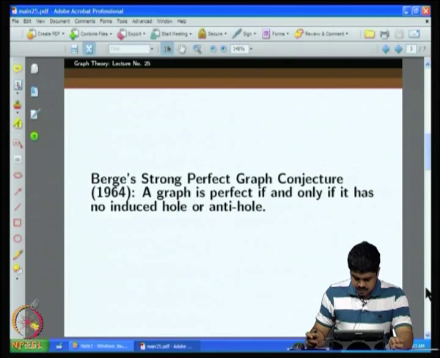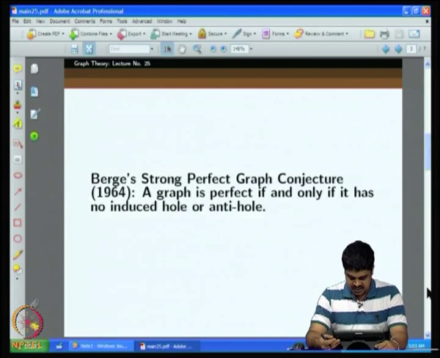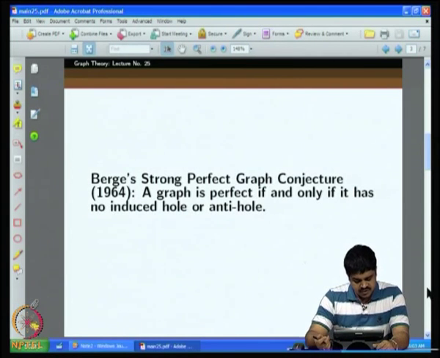So he conjectured that any imperfect graph should contain as an induced subgraph an odd induced cycle of length 5 or more, that is 5, 7, 9 like that, or the complement of it. One of the two things is required. This was his conjecture. It was a difficult conjecture, and nobody could prove it for a long time.